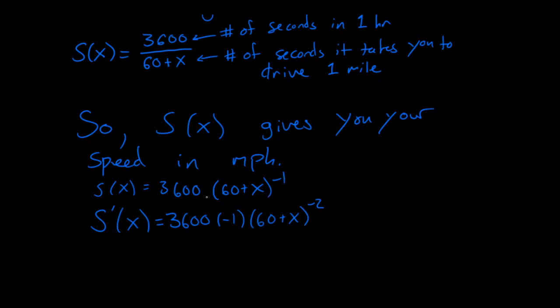I'm just bringing that -1 down. I'm subtracting 1 in the exponent. And then when I multiply by the derivative of the inside function here, that's 60 plus x, that's just 1. I'm not even going to bother to write it down. All right, cool. So I get 3,600, or more accurately, negative 3,600, over 60 plus x, that whole quantity squared.